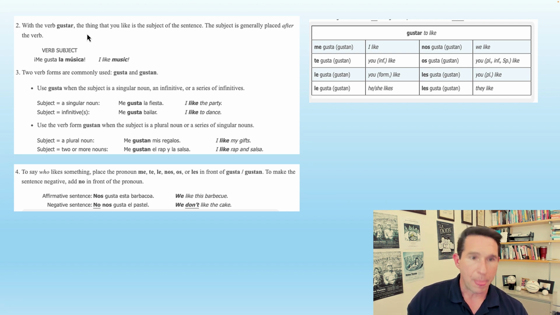So, por ejemplo, me gusta la fiesta. That's easy. Fiesta is the subject. It's a noun. The party is pleasing to me, right? Here's where it gets a little tricky. Me gusta bailar. So what's the subject of this sentence, right?